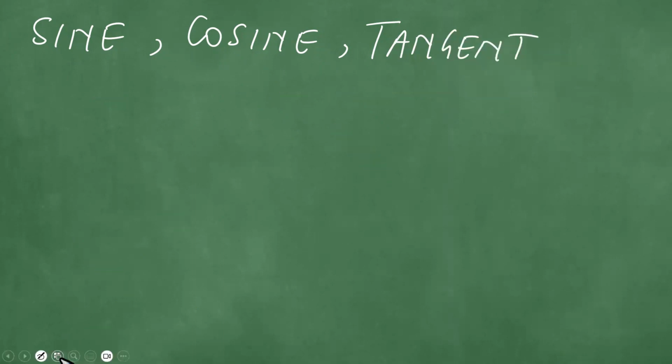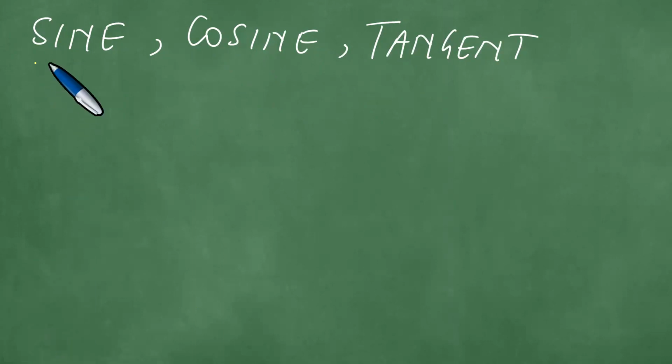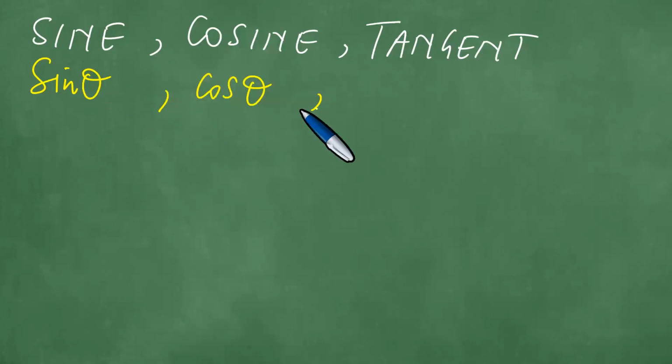Right, so we remember that these functions are written as follows. This one is normally written as the sine of theta. This one is written as cosine theta. This one is written as the tangent of theta. So these are the three basic trigonometric ratios.